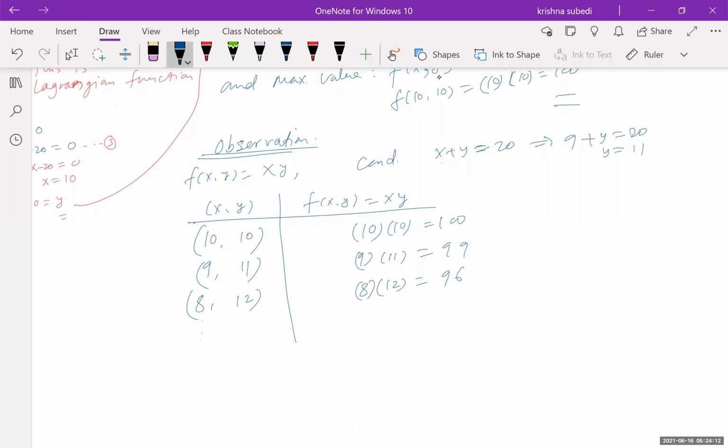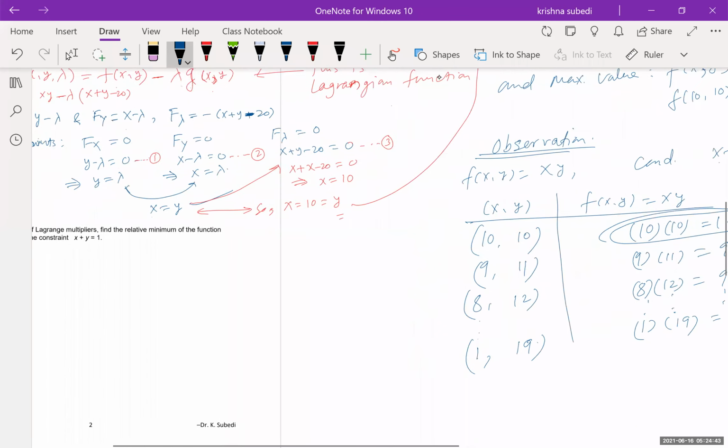In the same way, if I continue, let's say x is 1 and y is 19, for example. Then this will be 1 times 19. That is simply 19, right? So from all the possible combinations, we have seen that this one is actually the maximum, okay? So I think you are convinced that this actually is the maximum, but again, the mathematical proof is not required in this case. Any question?